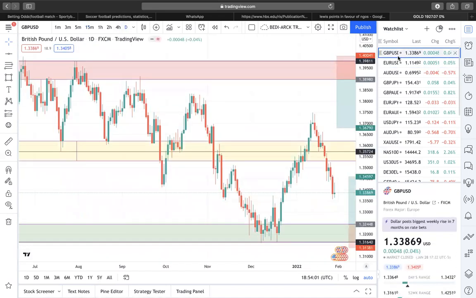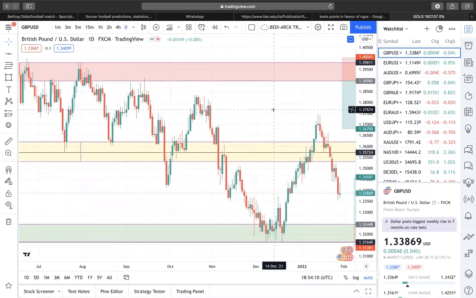I want to talk about structure. So when you look at the chart, what can you say? Is the market structure to the downside or to the upside? To the downside. Currently to the downside. Is that okay?